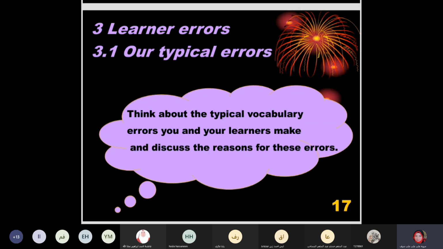So I need you now to give me more suggestions about the kind of mistakes that you make inside the classroom, and the kind of mistakes that your learners make, from your experience in the teaching context as a whole. Of course you can tell me about that, but also think about the reasons for these errors. Why do they make these errors with vocab?